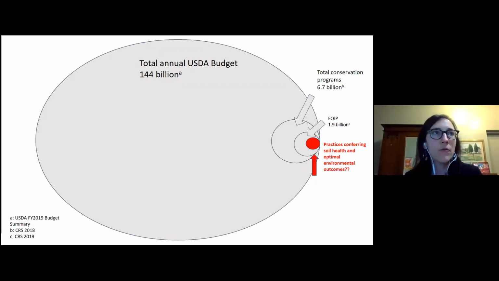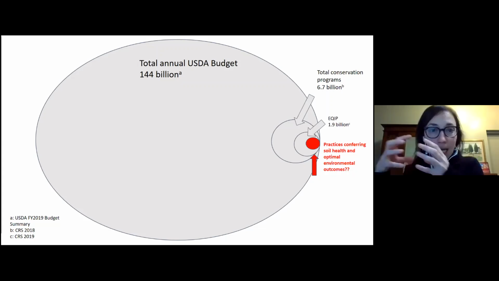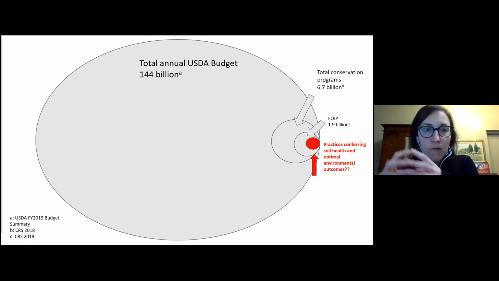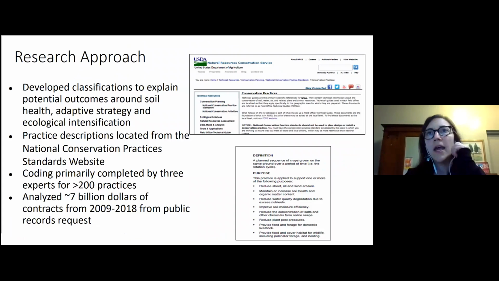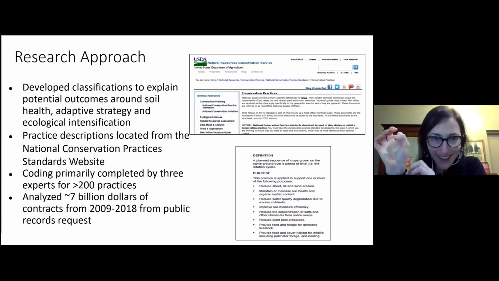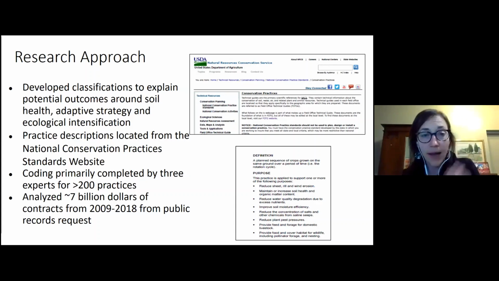And then this is the question that with this analysis we really wanted to try to answer: what within that bin of EQIP are the practices that have the potential to provide the most optimal environmental outcomes. And so what we did to try to understand that last little circle was to develop a classification system to explain the potential outcomes around three different components. We'll call them soil health, adaptive strategy, and transition to ecologically based management. And I'm going to walk through what those all mean.